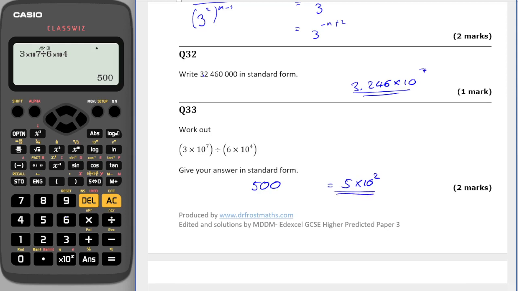And just the geek in me, I could do this without a calculator, so 3 divided by 6 is 0.5. And then times by my index power, 10 to the power 7 divided by 10 to the power 4 becomes 10 to the power 3. And then converting that becomes 5 times 10 to the power 2. So I could do that without a calculator.